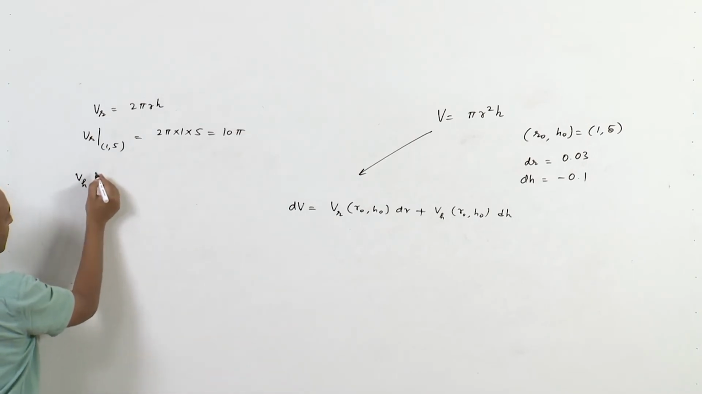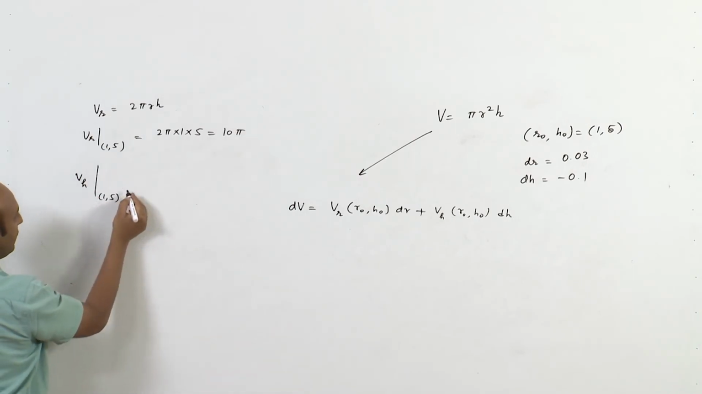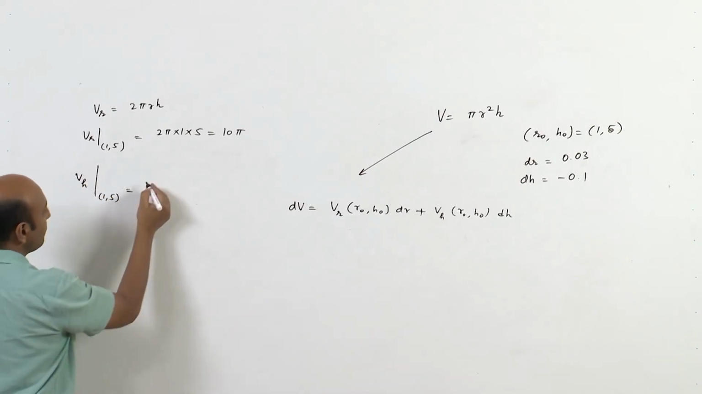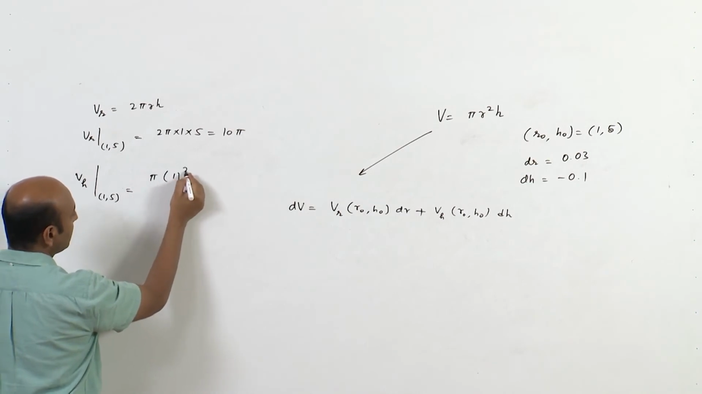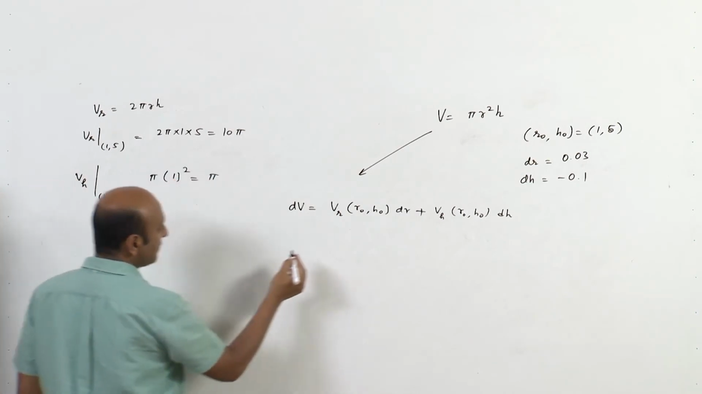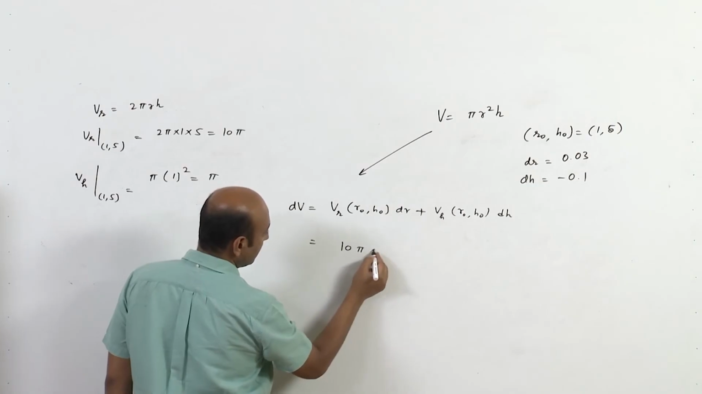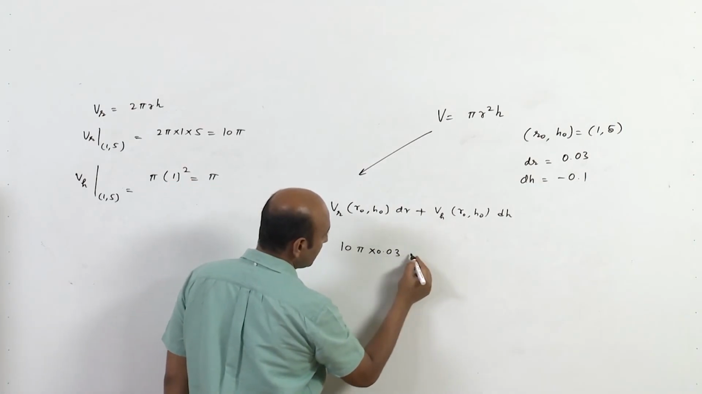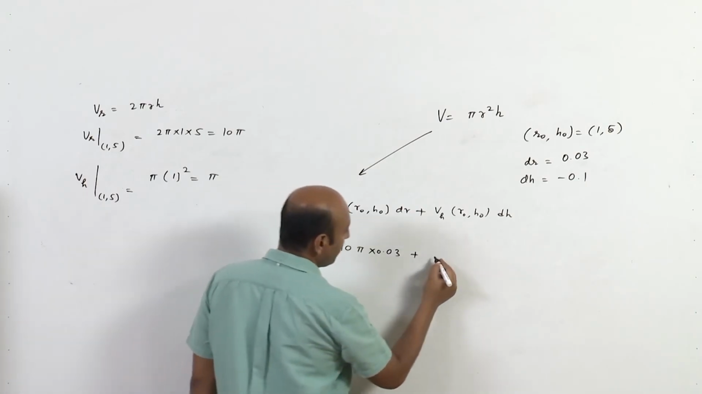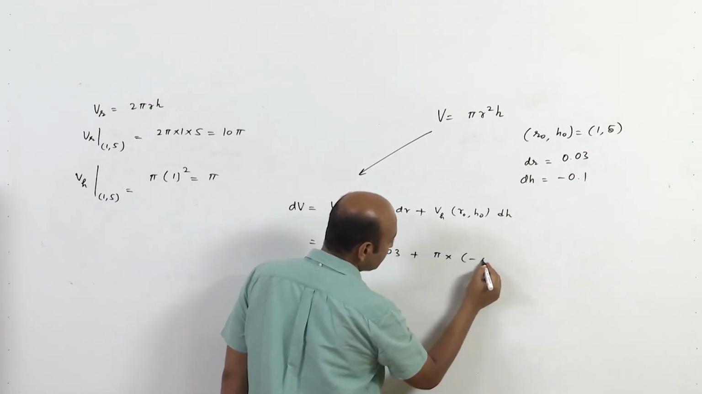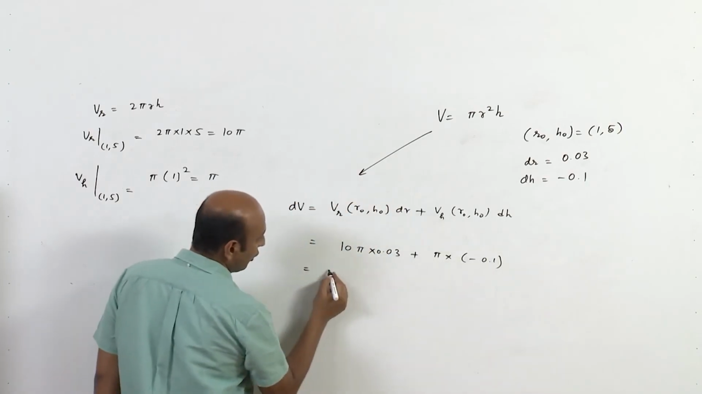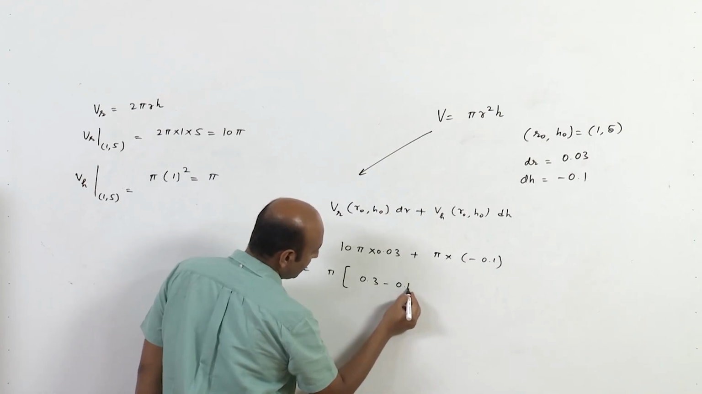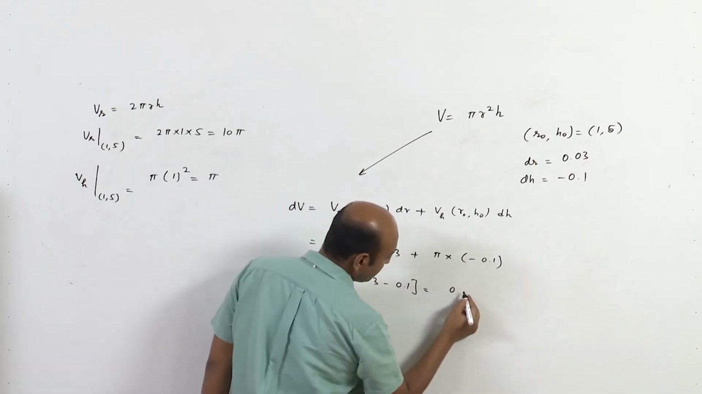Again Vh at (1, 5) will be, what is Vh? Vh will be pi r square. So, pi into r square, r is 1, so that is pi. So, this will be 10 pi into dr is 0.03 plus Vh is pi into this is minus 0.1. You take pi common, so this is 0.3 minus 0.1, which is 0.2, so it is 0.2 pi.